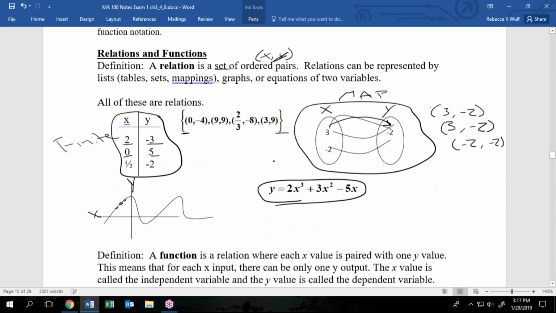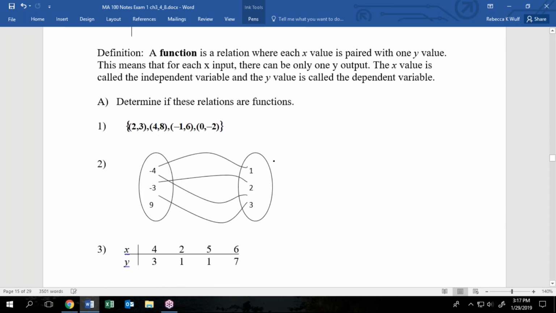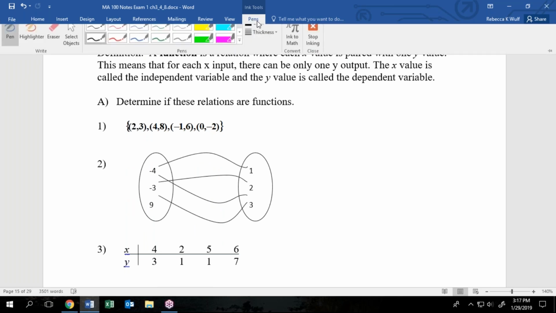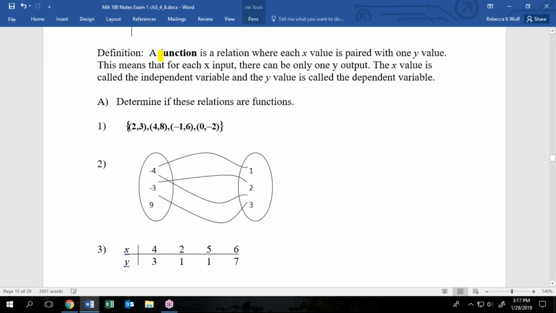Now we're really interested in functions. Functions are a quintessential part of mathematics, especially higher mathematics. I don't know why they don't introduce these concepts earlier. It would make my job a little bit easier. But a function is a relation, and it's a very specific type of relation. So read the definition here carefully. Each x value is paired with one y value.